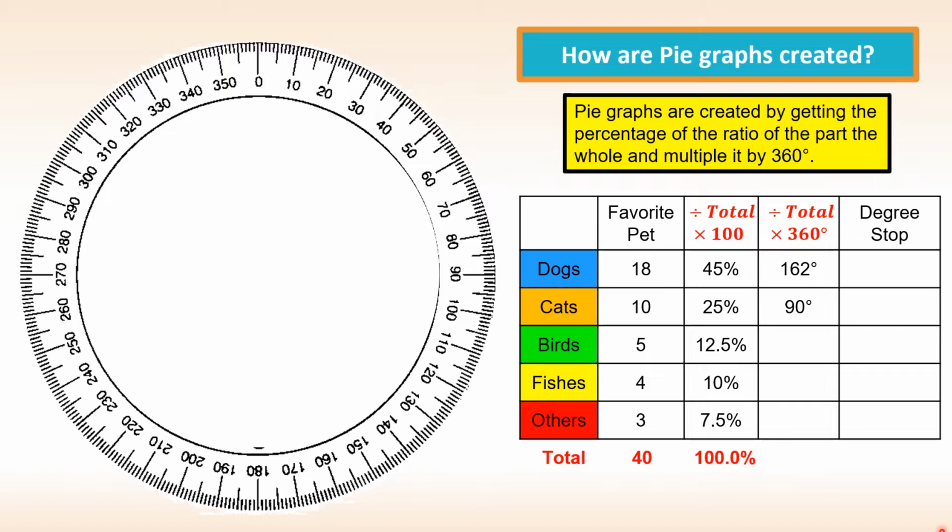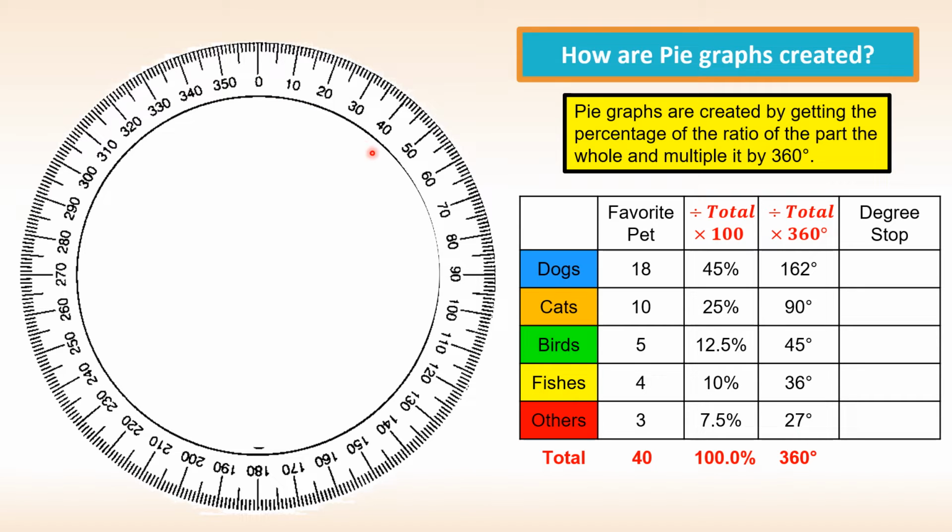10 divided by 40, we have 90 degrees. 5 divided by 40, 45 degrees. 4 divided by 40, 36 degrees. And 3 divided by 40, 27 degrees, with a total of 360 degrees.